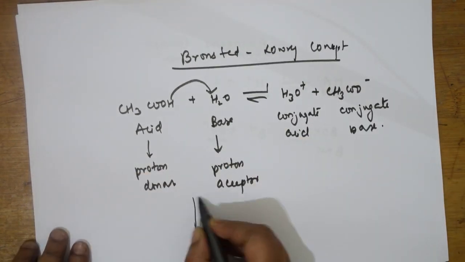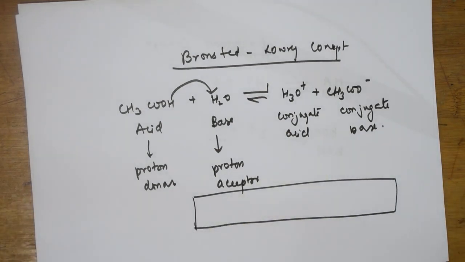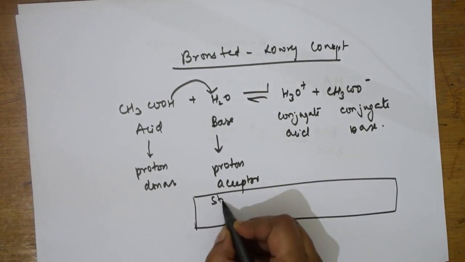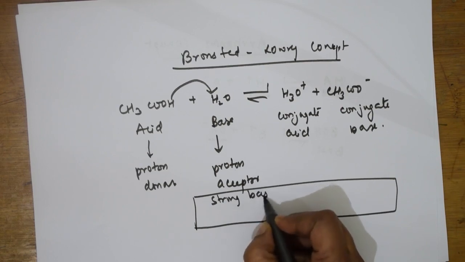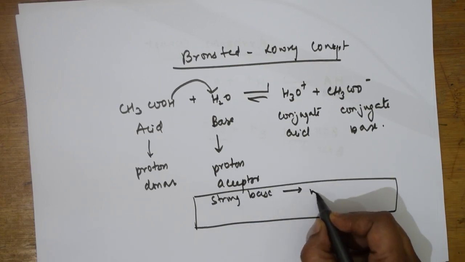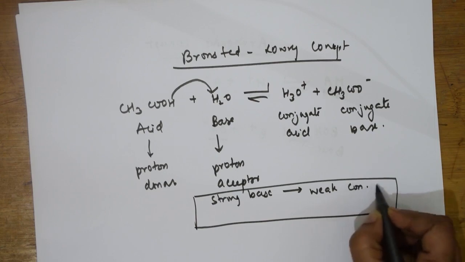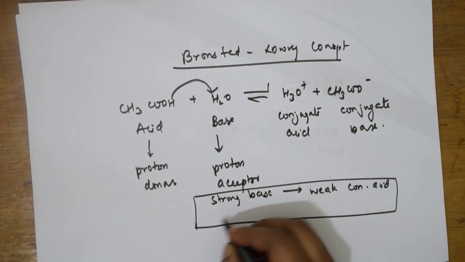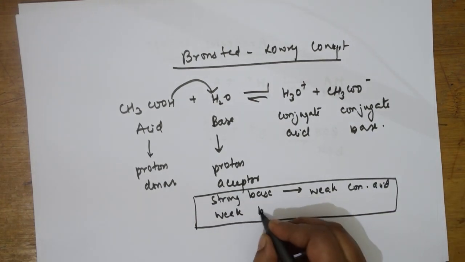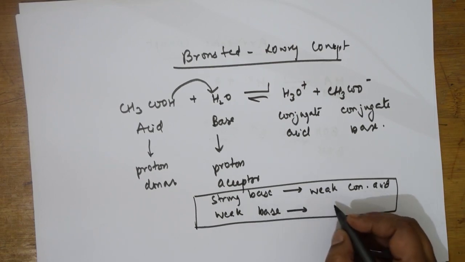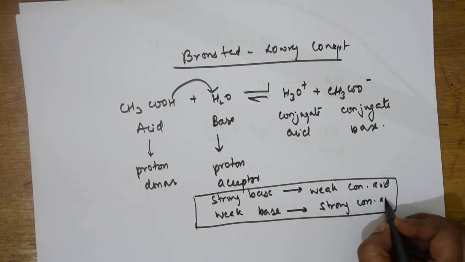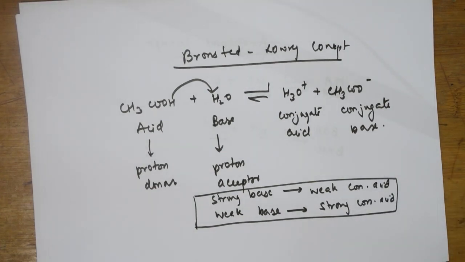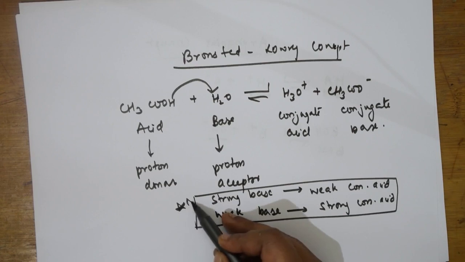I'm going to write some important things which will be useful for your reasoning questions. If I have a strong base, this will have a weak conjugate acid. And if I speak about a weak base, this will have a strong conjugate acid. Remember this, right? And the reactions which involve the transfer of protons are called neutralization reactions, which you know, correct? So remember this is very important.